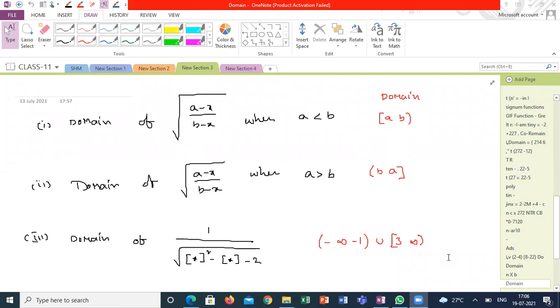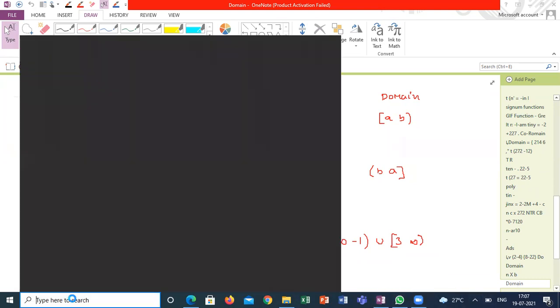So root of a negative value should not be possible, first of all. And a is less than b. A is smaller and b is the bigger one always. So the first condition is that the root of negative values should not be possible. And the second is that b minus x should not be 0, because the denominator should not be 0. Am I right or wrong? Guys, is this the first question you are asking? Yes, sir. So I'm taking the first one.